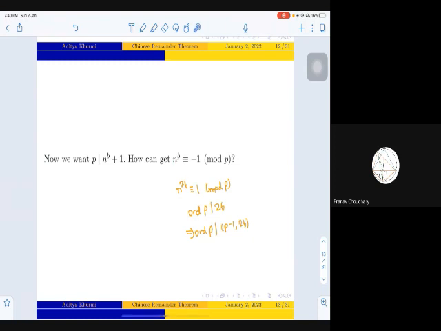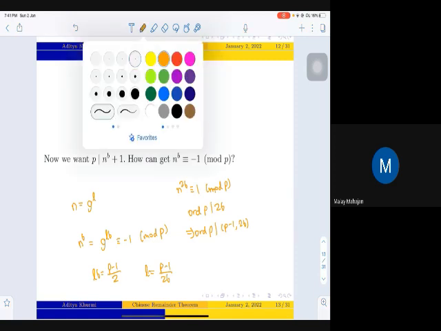Because we have the freedom over the base, if we put n equals g raised to some l, where g is a primitive root, then n raised to b would be g raised to lb, and we want g raised to lb to be minus 1 mod p. So g raised to what is minus 1 mod p if g is a primitive root? P minus 1 by 2. Yeah. So what we could do is set lb equals p minus 1 by 2, or l equals p minus 1 by 2b. So this is our idea.